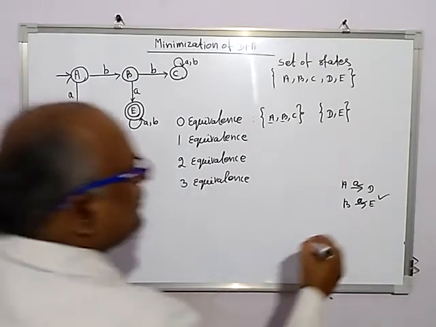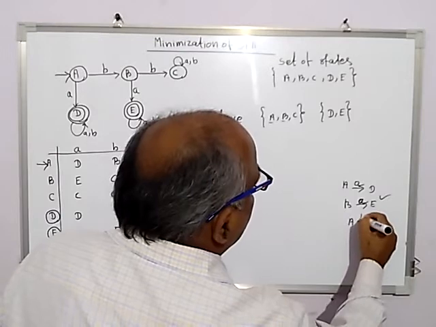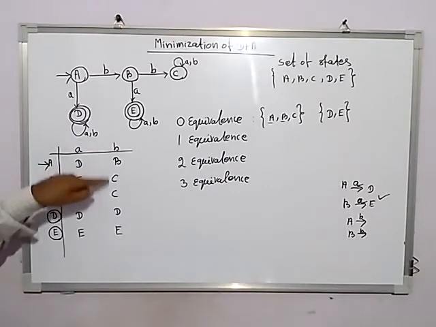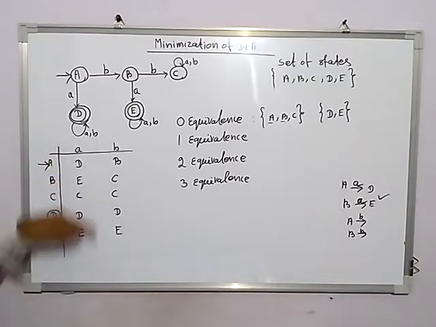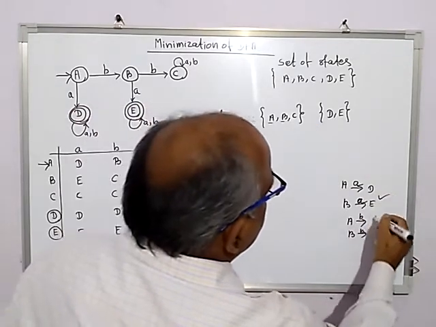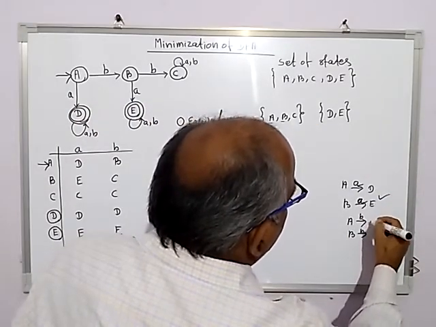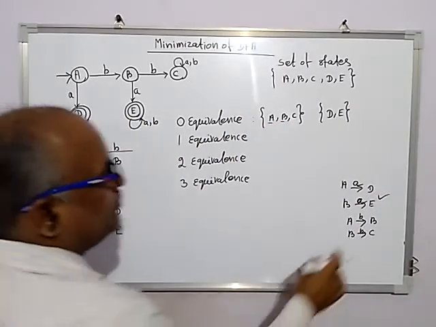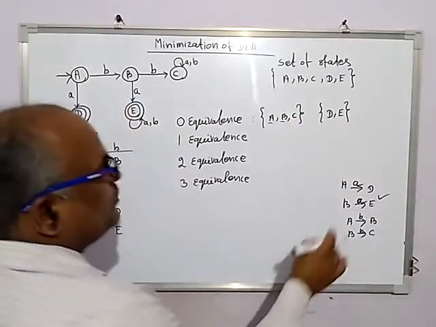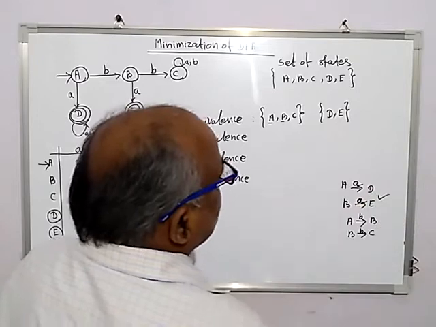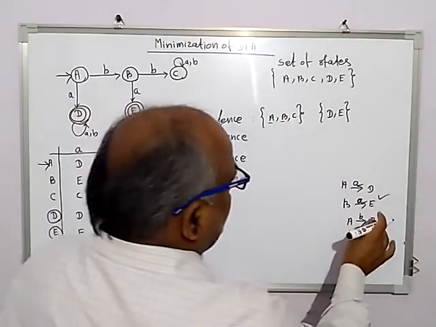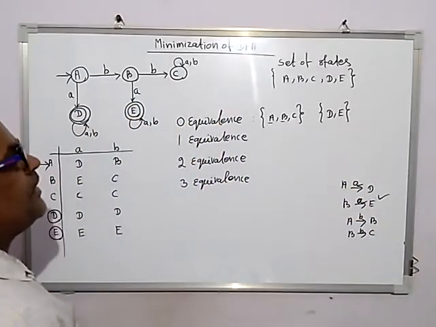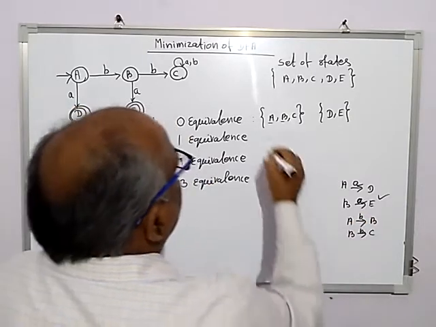Again, you check for input B. A and B for input B, the next states will be B and C. B and C are in the same set. That's why for input A the next states D, E are in the same set, and for input B the next states are also in the same set. That's why A and B are one equivalent.